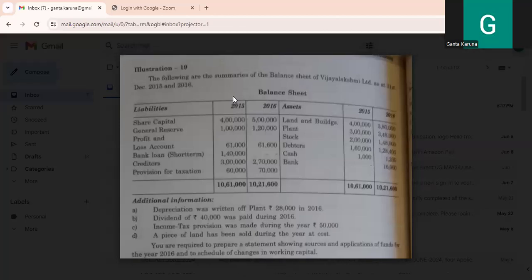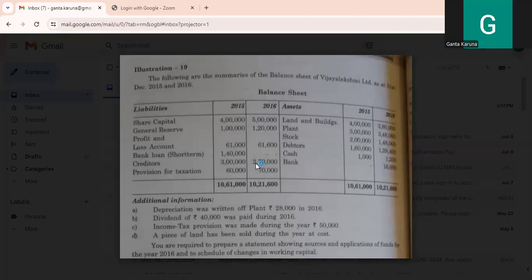So hope you can see this one. So the question goes like this. The following are the summaries of the balance sheet of Vijay Lakshmi Limited as at 31st December 2015 and 2016. So he gave us share capital, general reserve, profit and loss, bank loan. Very specifically, he mentioned short term, so we are going to take it as current.